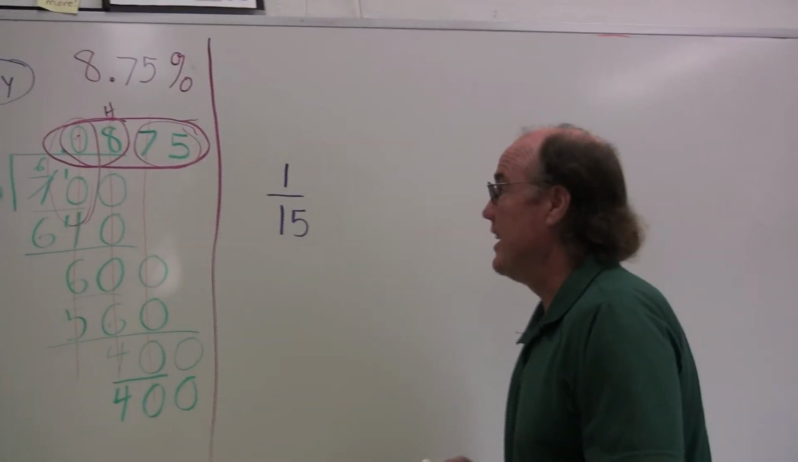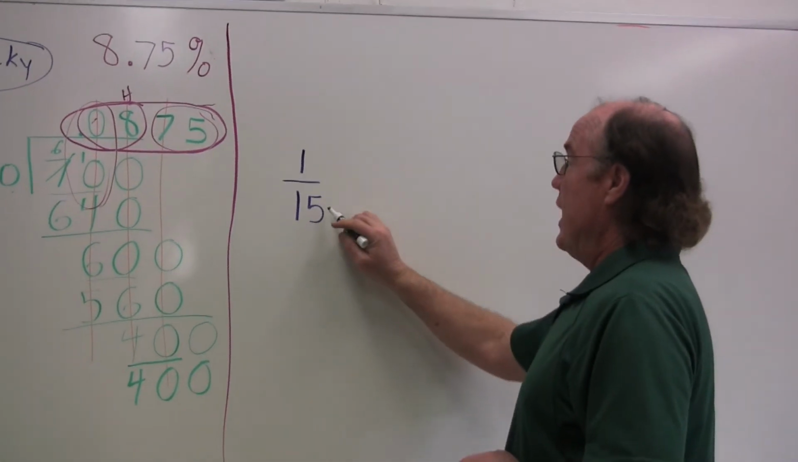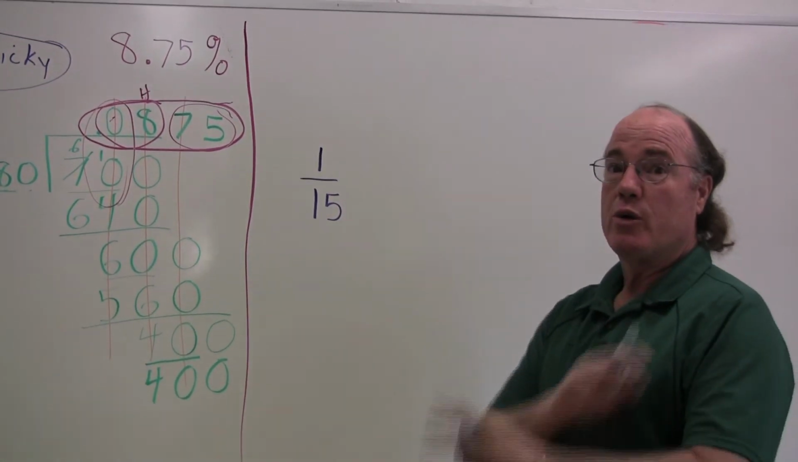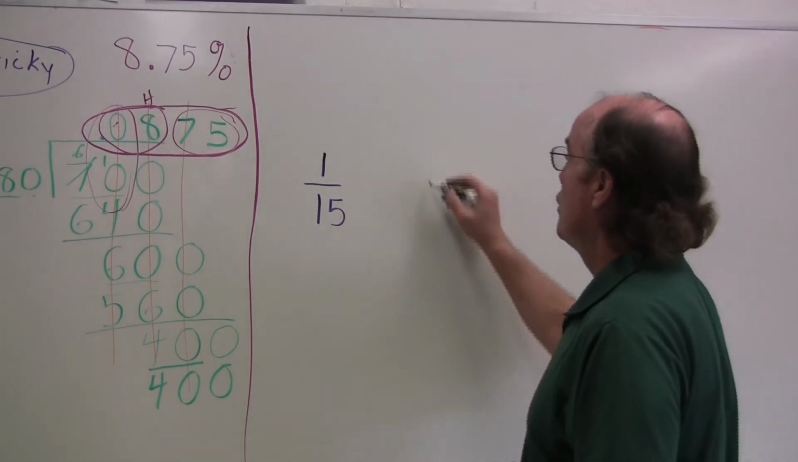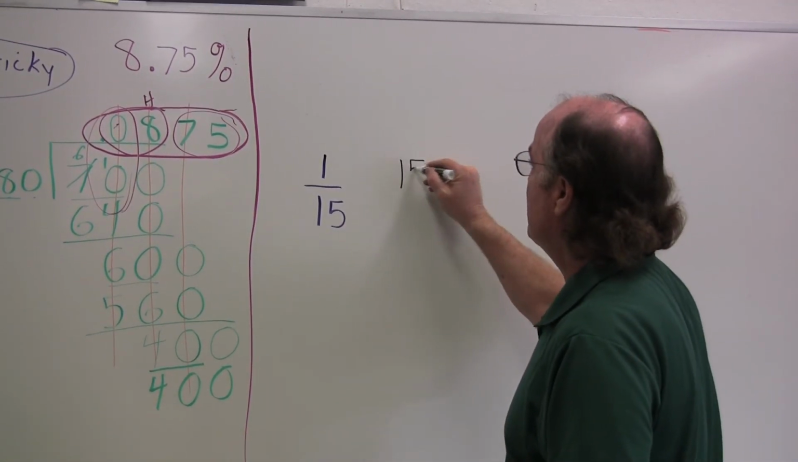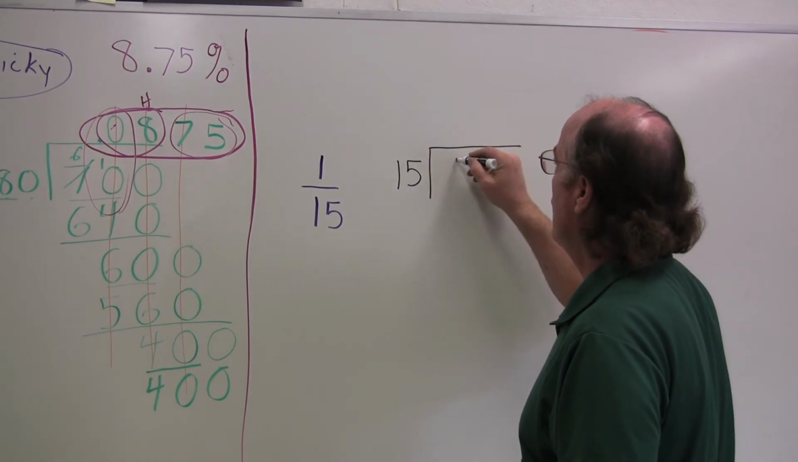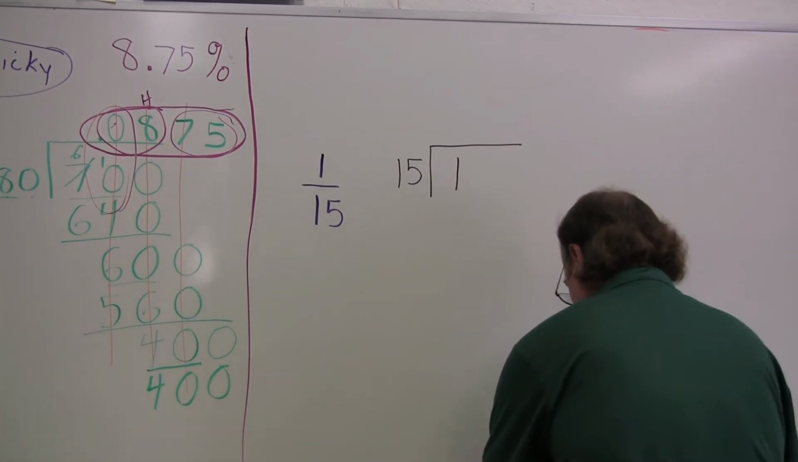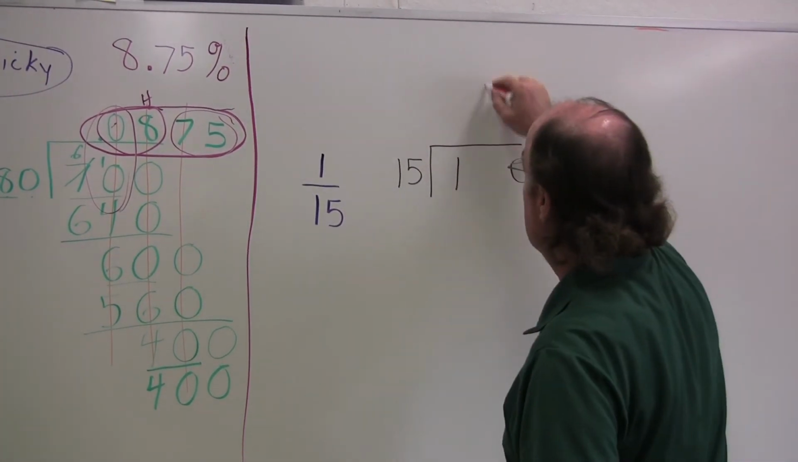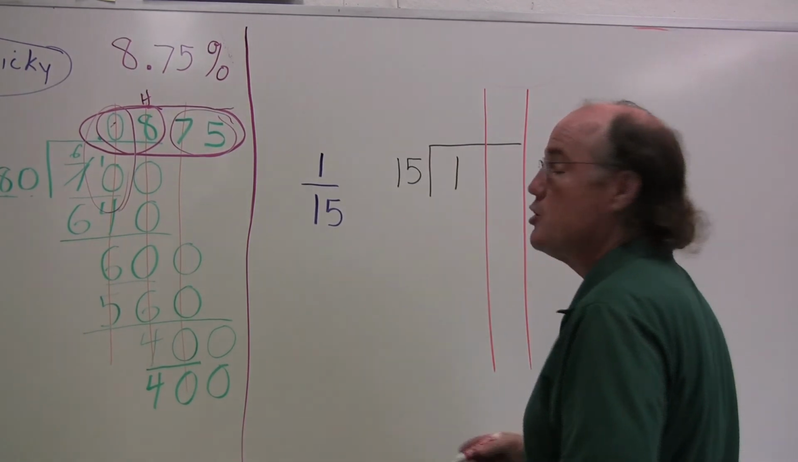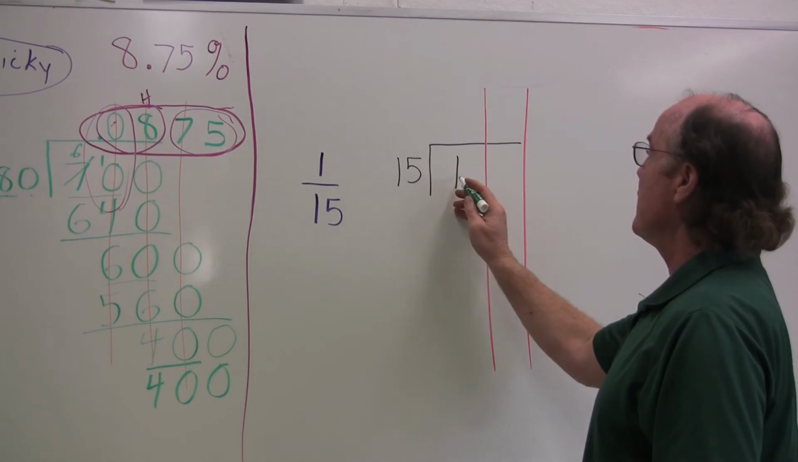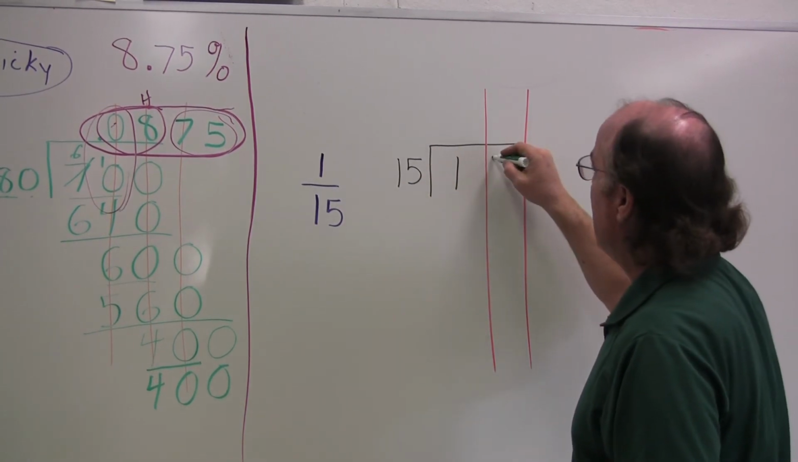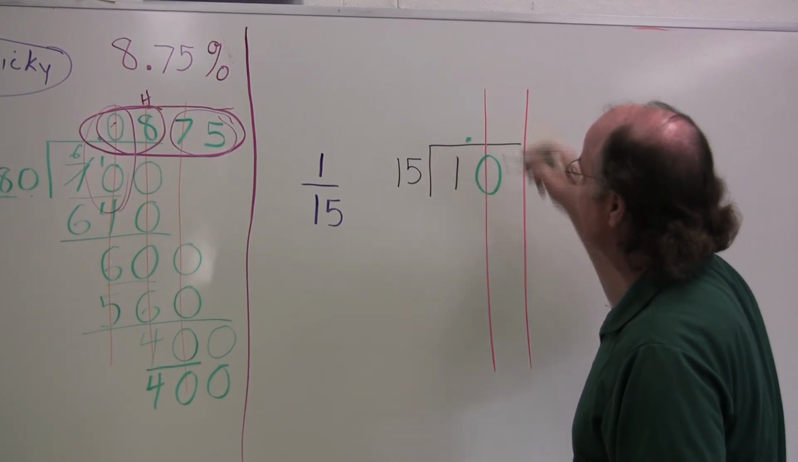1/15. Can 15 go into 100? No. 15 cannot go into 100. So we're going to take 15 into 1. Now let's remember this. Keep our column straight. Absolutely. Now 15 into 1, can't do it. Add a 0, add a decimal point.